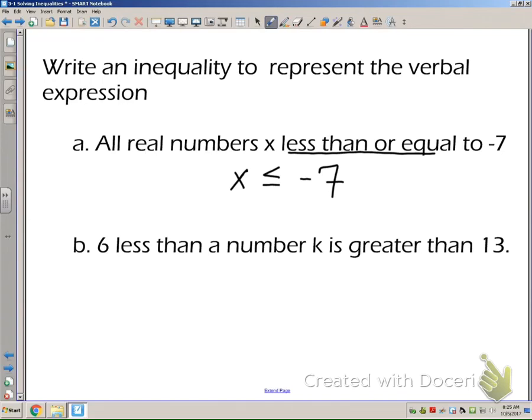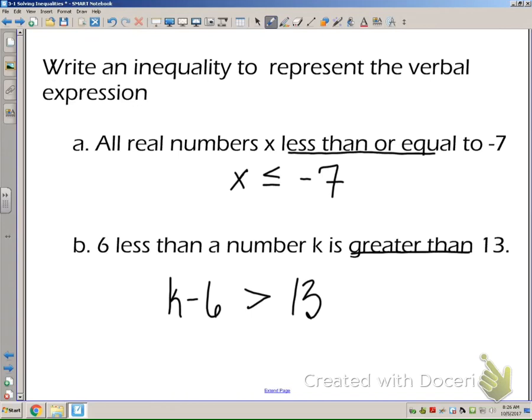Okay, so this one says 6 less than a number k is greater than 13. So 6 less than a number k. So that means I've got this k, and then I've got 6 fewer than it. So k take away 6 is greater than, this is my greater than symbol, 13. 6 less than a number k, so 6 fewer than k, is greater than 13.